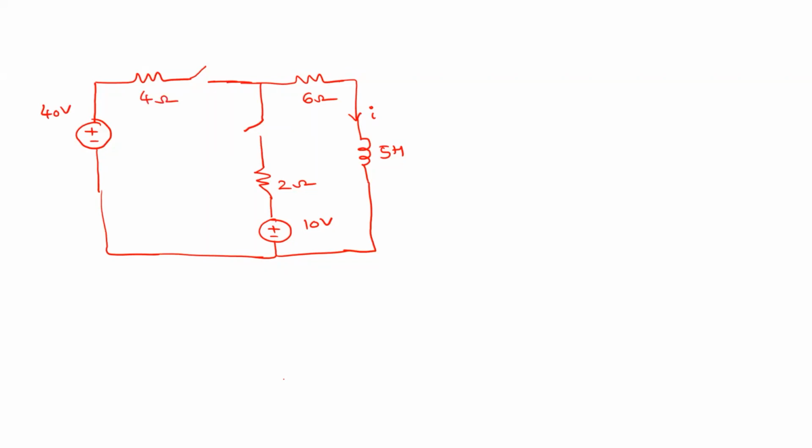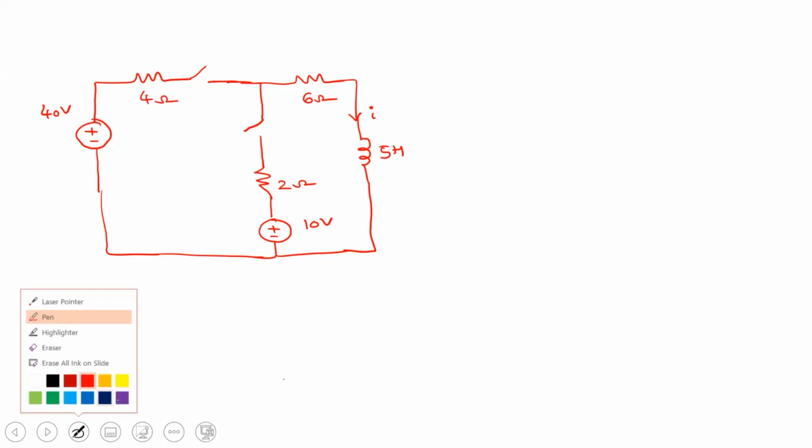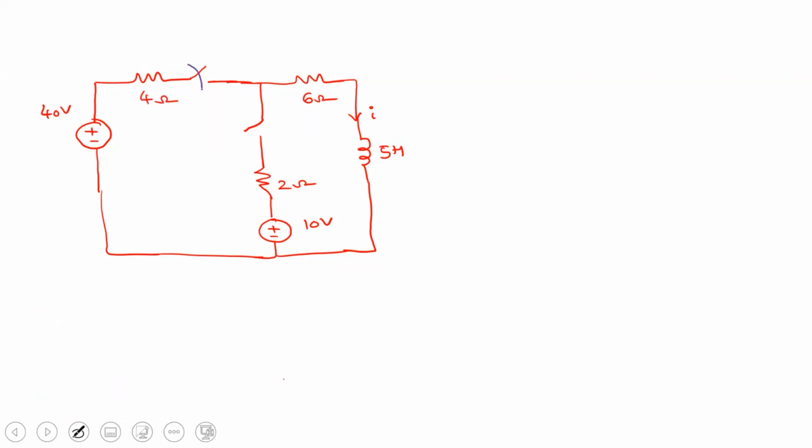So this particular switch is closed at t equal to 0. This particular switch is closed at t equal to 0 seconds. Whereas there is another switch, this is closed at t equal to 1 second.